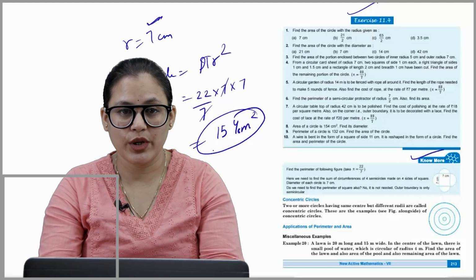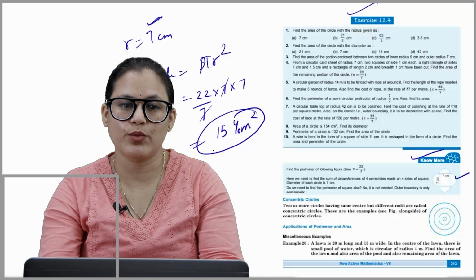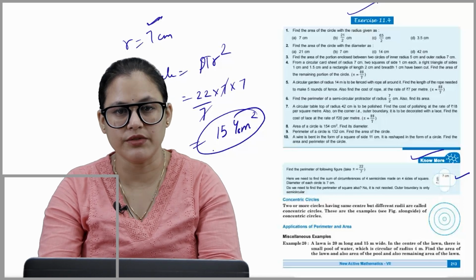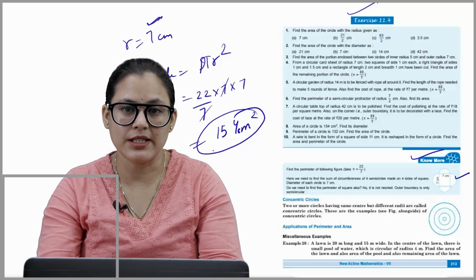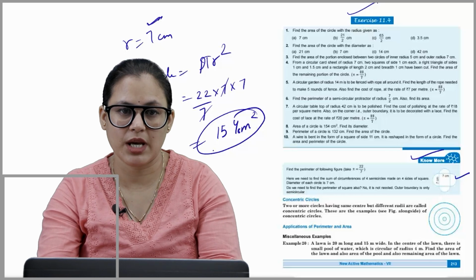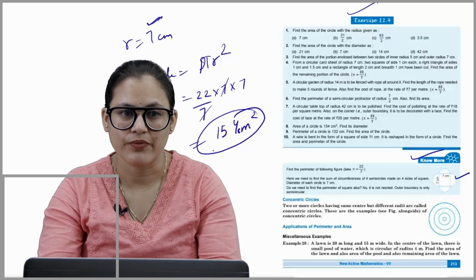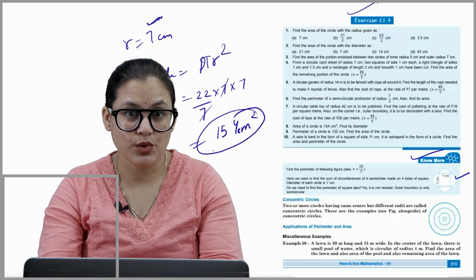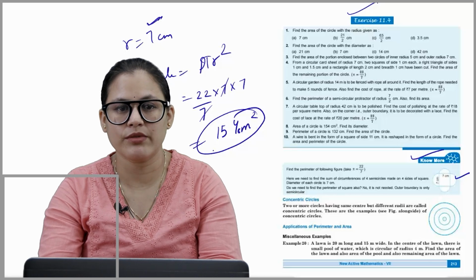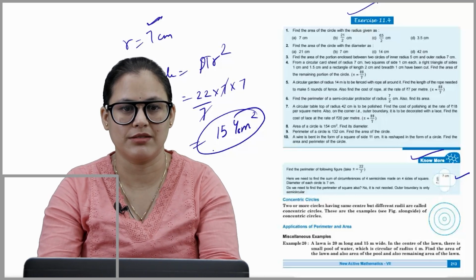Next, find the perimeter of the following figure. Take pi equals 22/7. Here we need to find the sum of circumferences of 4 semicircles made on 4 sides of the square. Diameter of each circle is 7 centimeter. Do we need to find the perimeter of the square also? No, it is not needed. The outer boundary is only semicircular.